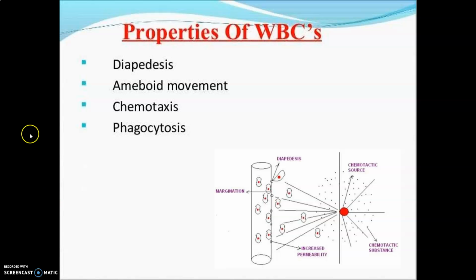WBCs show the property of diapedesis. Now what is this diapedesis? Diapedesis is the property by which the WBCs squeeze out from the blood capillary into the tissue. This is shown by two types of WBCs called the neutrophils and monocytes.